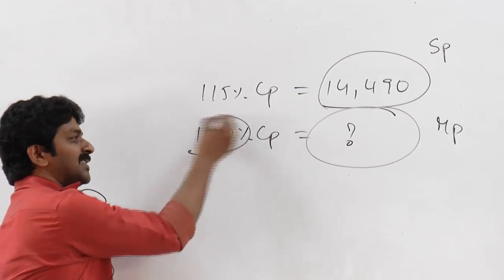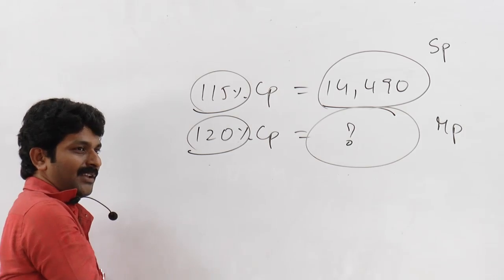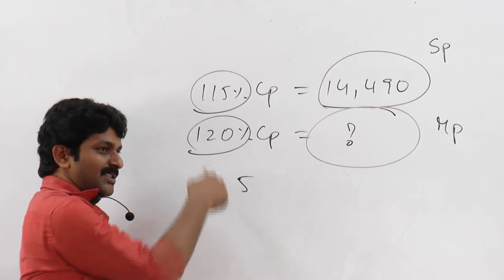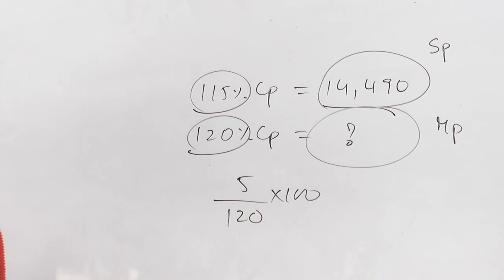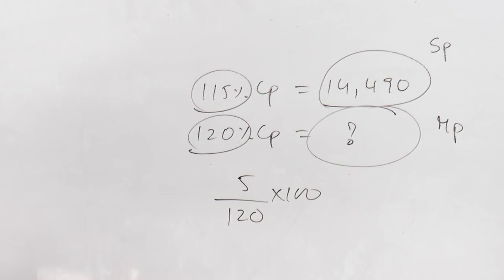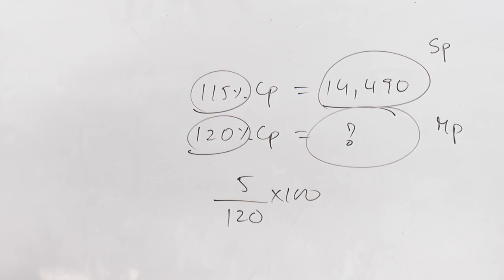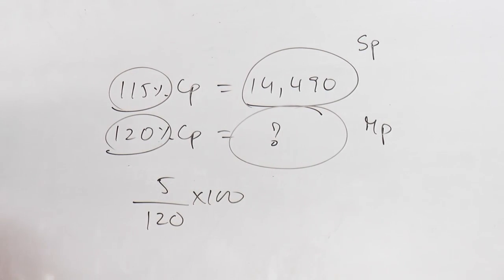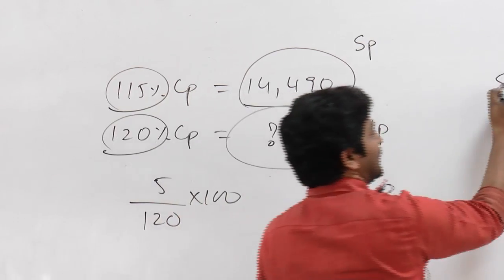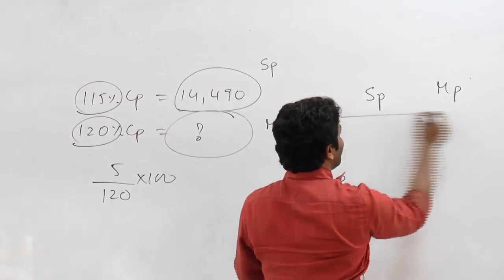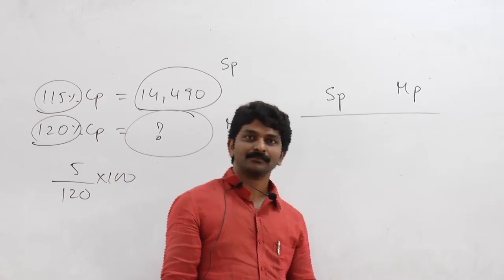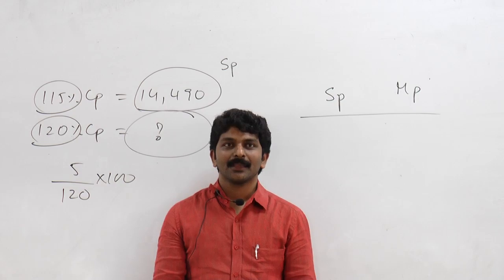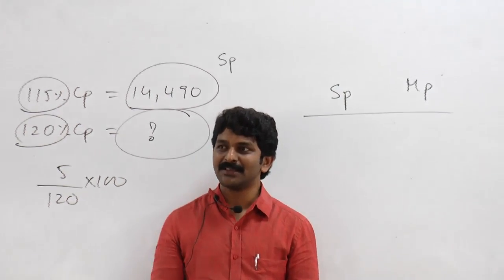I'll treat market price as 120, selling price as 115. Difference is 5, which is discount. Out of 120 into 100, this is my discount percent. Selling price, market price. Tell me selling price in terms of cost price.